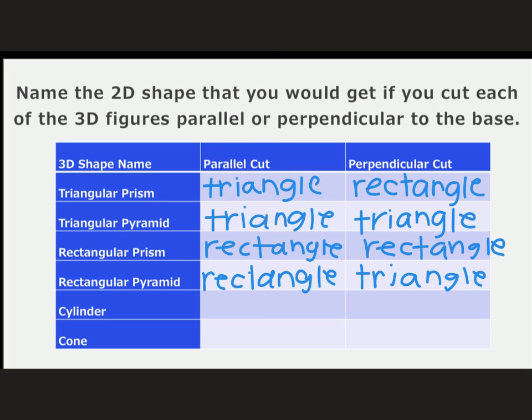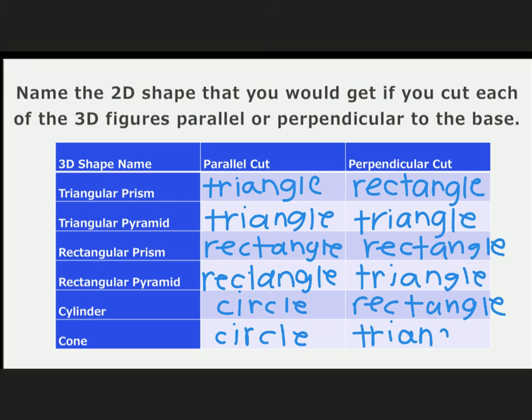In a cylinder, my base is a circle, so a parallel cut would show me a circle. And my side is, remember, one rectangle that is wrapped around. So a perpendicular cut would show me a rectangle. And then finally, a cone. Cone has a base that is a circle, so a parallel cut would show me a circle. Perpendicular cut would show me a triangle because it's wrapped around that circle.